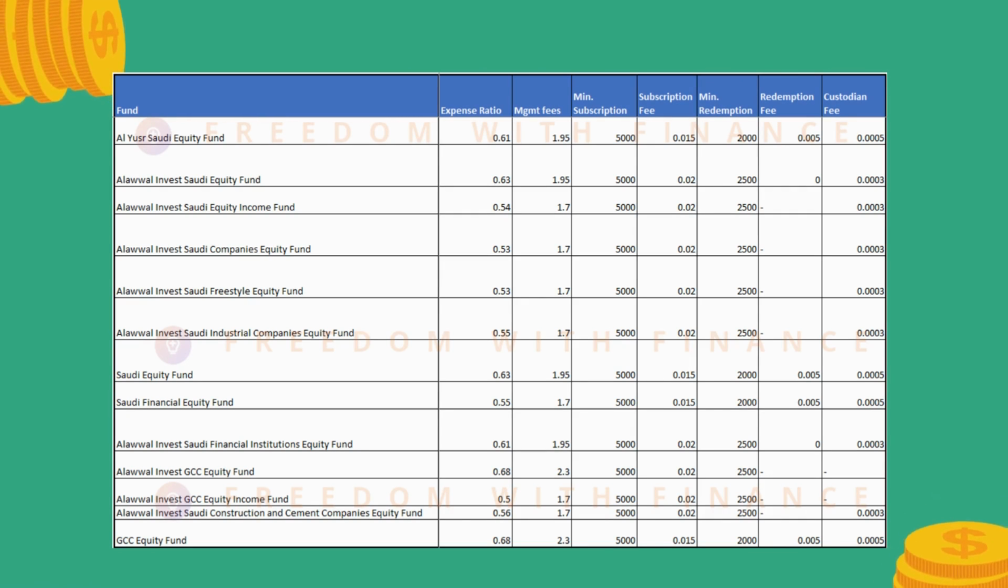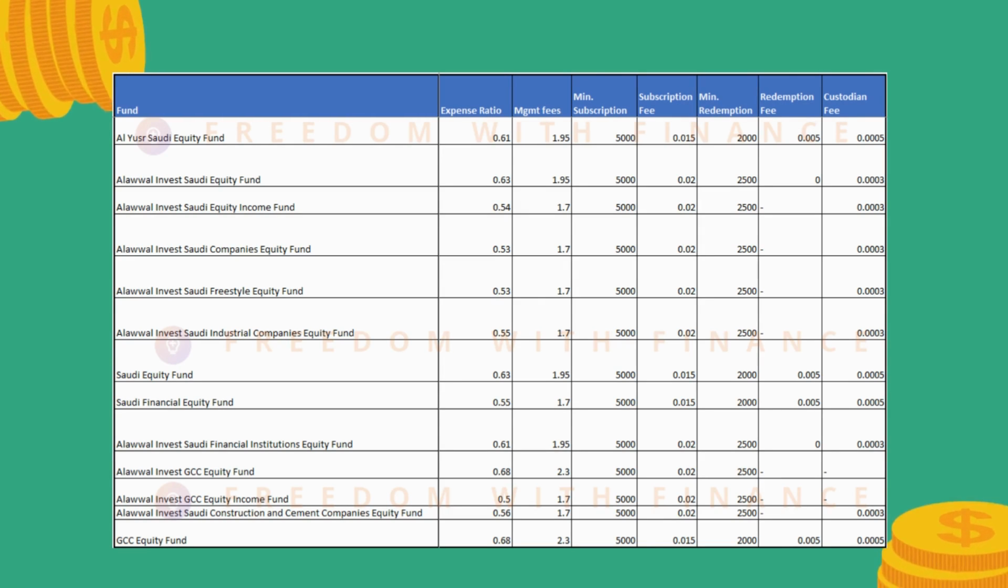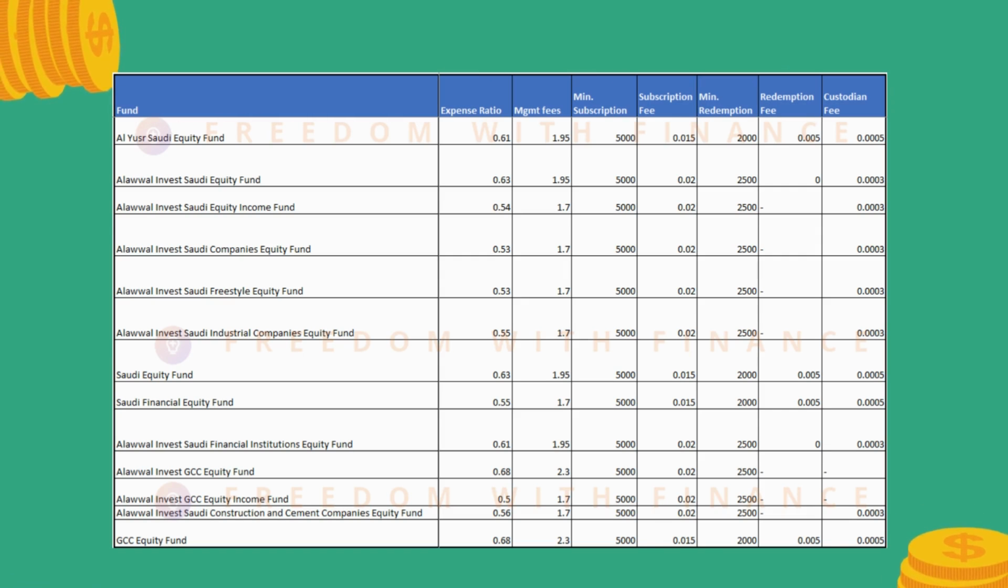Management fees is close to 1.9, 1.7%. You also have a minimum redemption of 2,000 or 2,500, right? Redemption fees is almost zero, negligible, right? Which is good. Subscription fee is low, but still it is there, 0.02%, right? So when you're investing 5,000, 0.02% of 5,000 is what the subscription fee is. Then you have the custodian fees, etc.